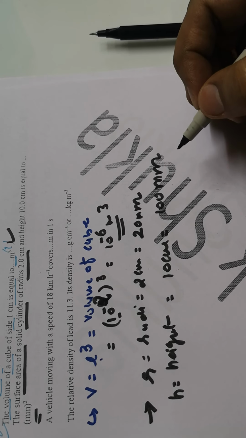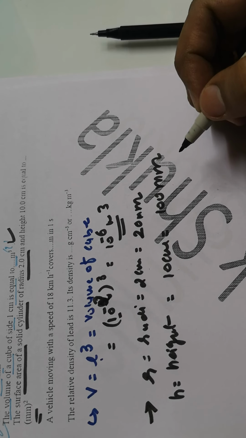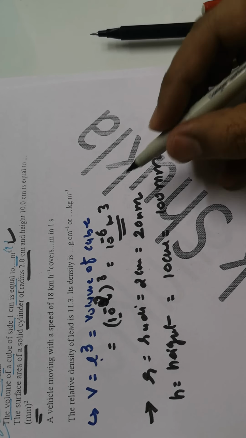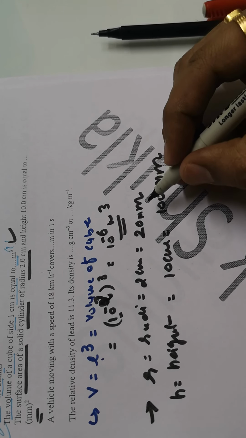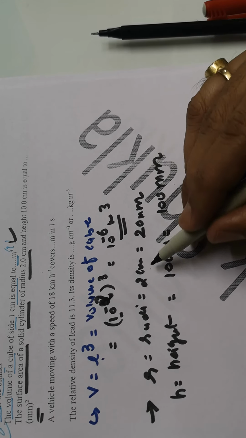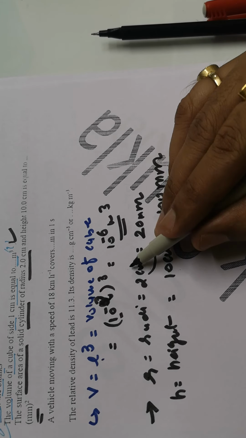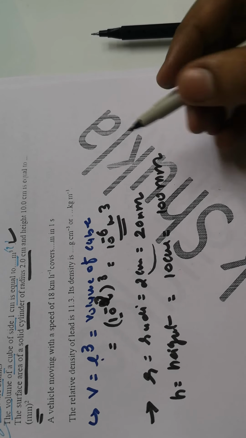You are aware that whenever we go from larger to smaller units, our power is incremented. A centimeter is 10 to the power minus 2 meters, and a millimeter is 10 to the power minus 3. So I am going from the centimeter, which is higher, to the millimeter.